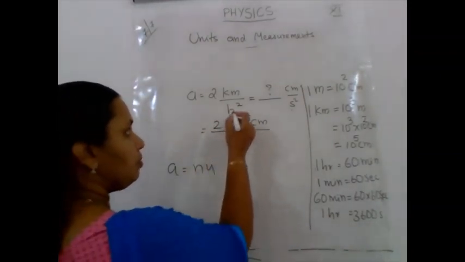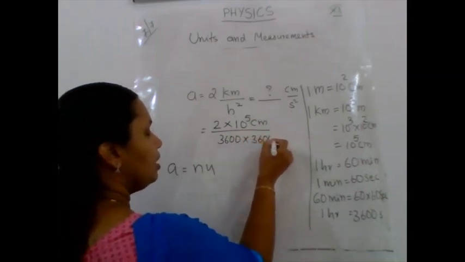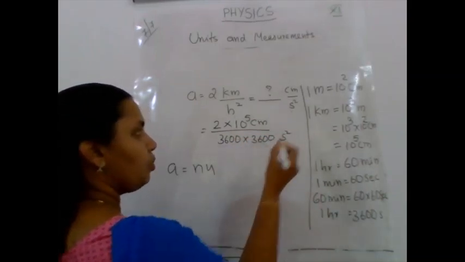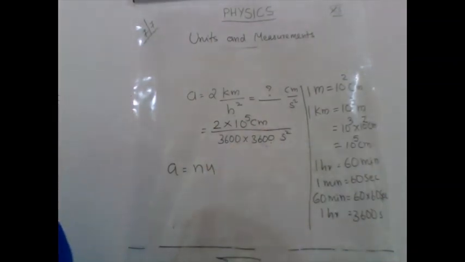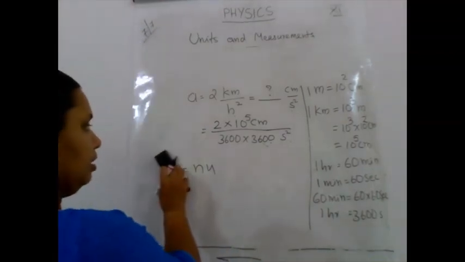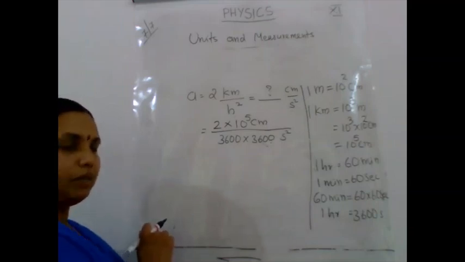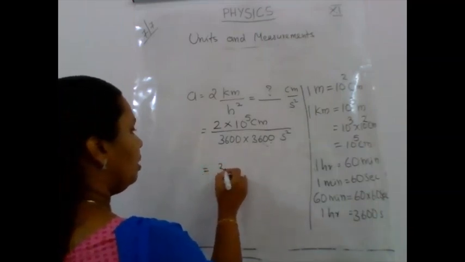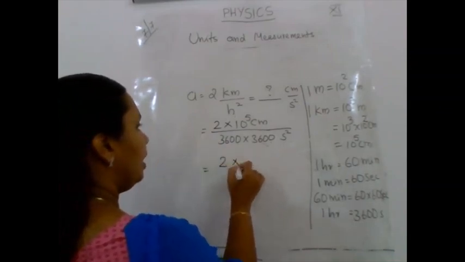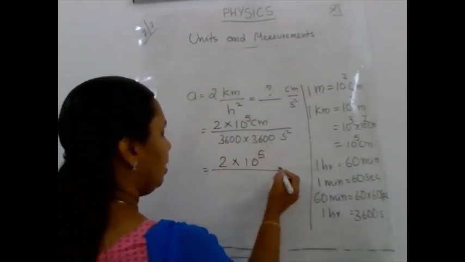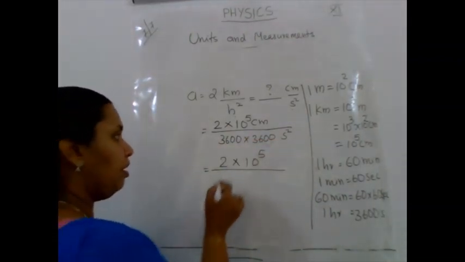So that is 3600 into 3600 second square. Second into second, so it is second square. Okay, then simplify this. On simplifying, you will get the value. So simplifying, how is it? 2 into 10 raised to 5 divided by this. We can write it as the multiples of 10, so it is easy to simplify.